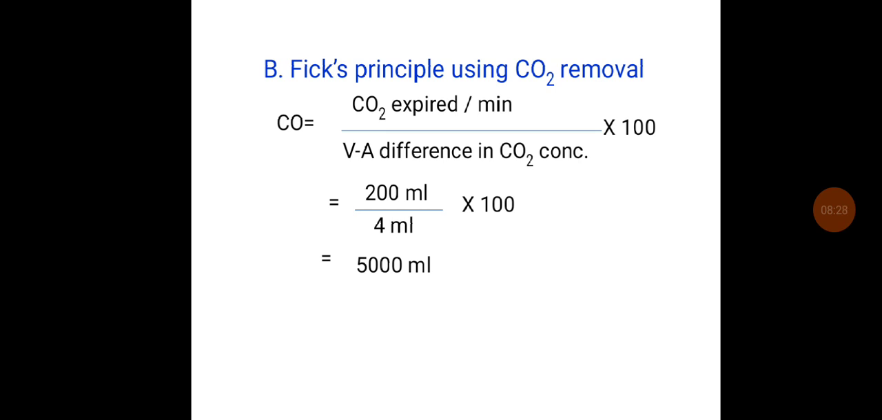Okay. So the second method, which is less commonly used, utilizes the Fick principle, but here instead of utilization of oxygen, the removal of carbon dioxide is utilized. So the cardiac output can be given by carbon dioxide expired per minute divided by the venous and arterial difference of carbon dioxide, into 100. Okay, so that is going to give you the blood flow which is going across the lung, and that will be equal to cardiac output.